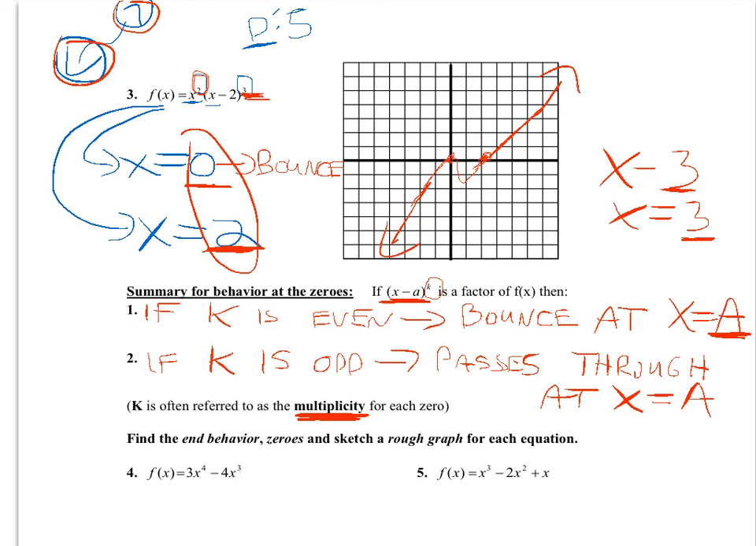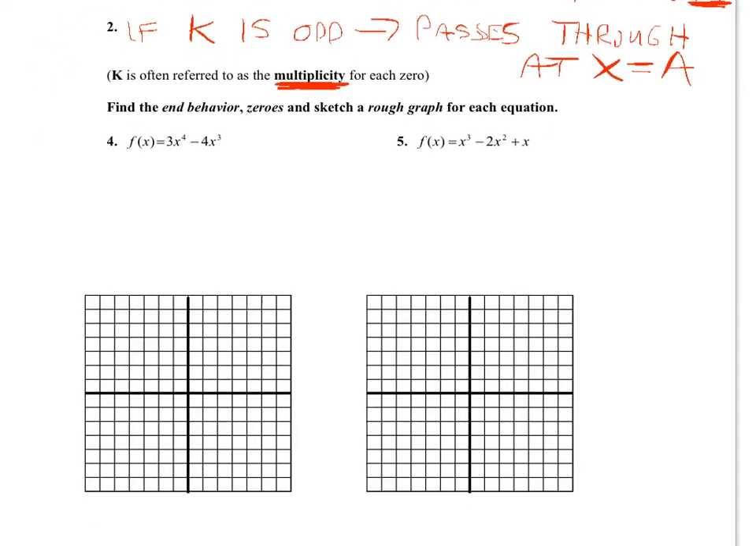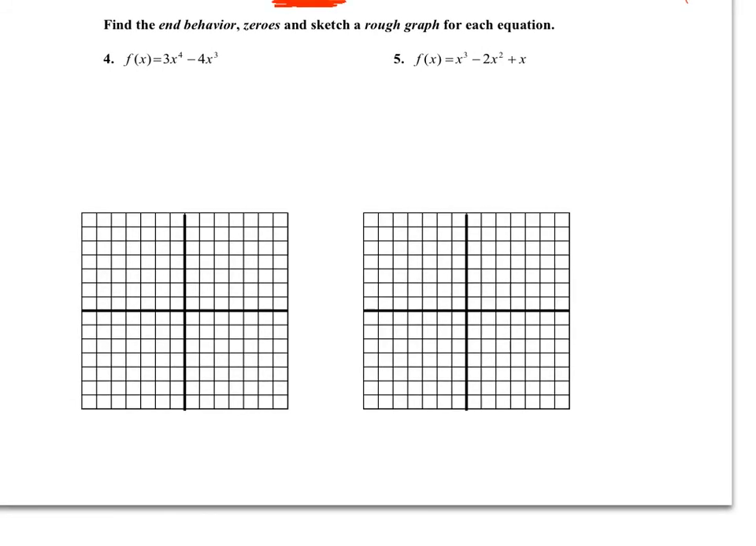Okay, let's just do one more. Let's do number 4, and then you guys are going to do number 5 on your own. So when you come into class tomorrow, make sure you have number 5 done. Now unfortunately for 4 and 5, unlike 3 and 2, it is not factored, so we have to factor it out. But it does make it easier to find the end behavior. So that's the highest degree 4, leading coefficient's positive, so it's going to be like a parabola. It goes up to the left, it goes up to the right.